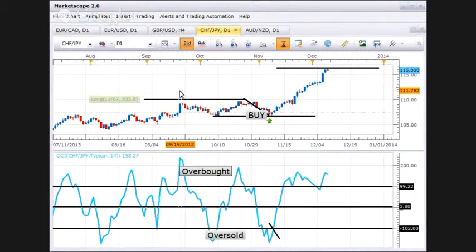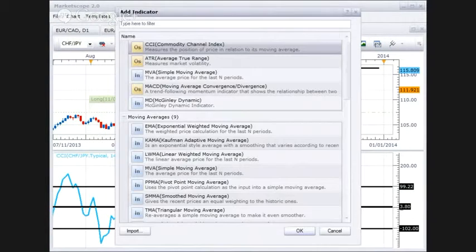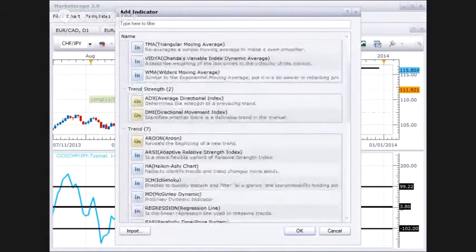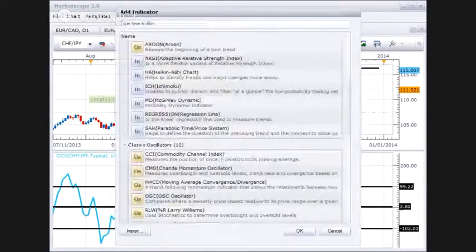CCI is just a personal preference, Jeremy. I want you to know that you can choose from any of the different oscillators here on MarketScope 2.0. Personally, I've become comfortable with CCI just due to the nature of its calculations. It tends to move a little bit quicker. And truth be told, some oscillators will be slower and some oscillators will be quicker. Now, there's a little give and take.